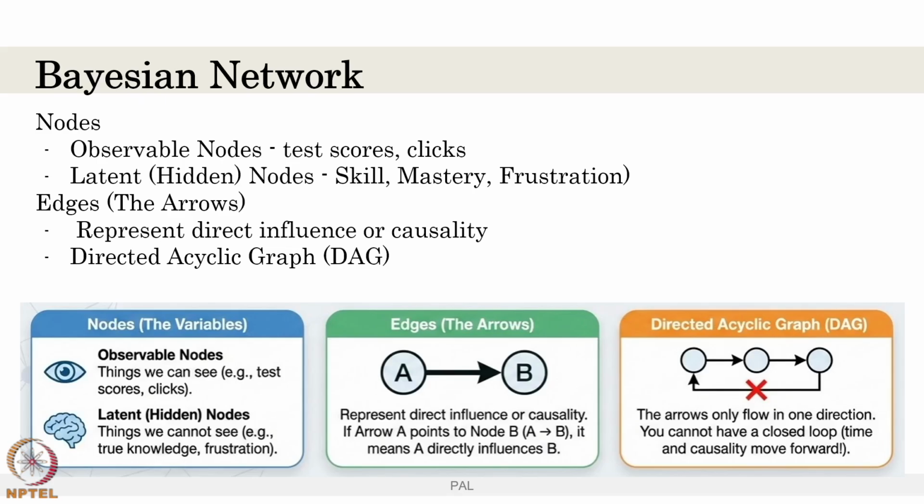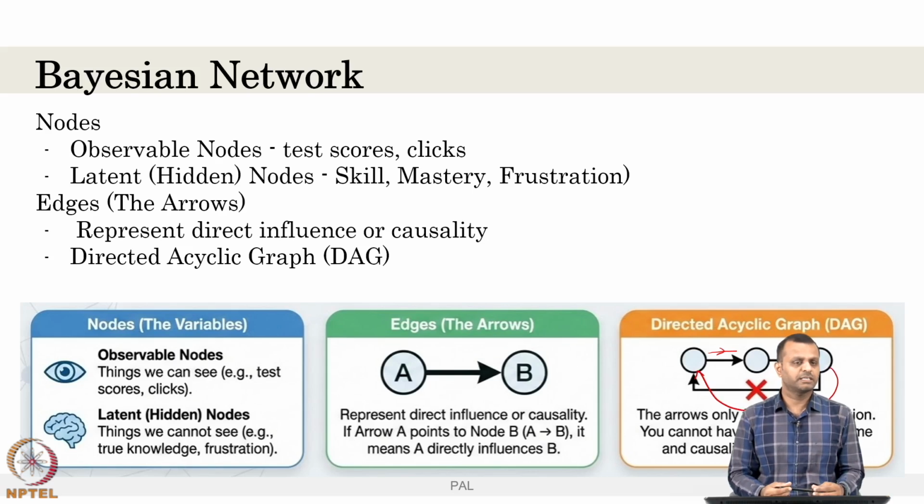Another thing is that it is a directed acyclic graph, which means it is directed in one particular direction. For example, here it is directed, which means it goes from one node to the other node. There is no loop back, and there is no loop back from the third node to the first node. So no cycles, only a directed graph. So a Bayesian network is a directed acyclic graph.